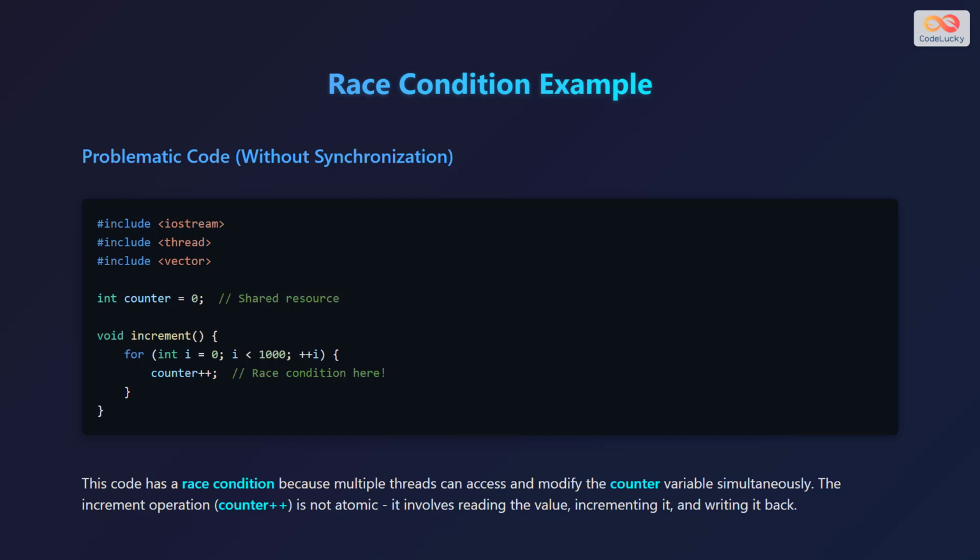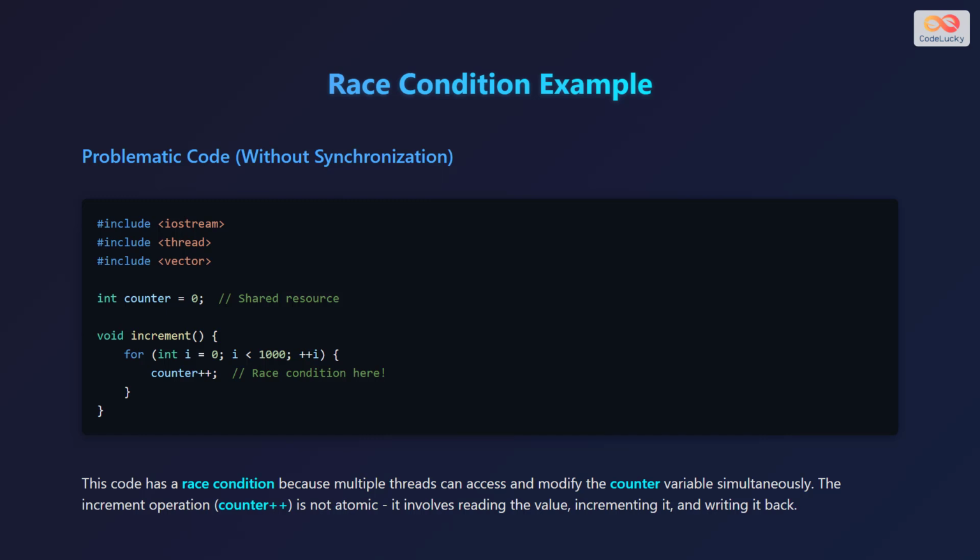Let's consider an example of a race condition. Here's a problematic code snippet without synchronization. This code includes iostream, thread, and vector libraries. The integer variable counter is initialized to 0, representing a shared resource. The increment function increments the counter variable 1,000 times in a loop.